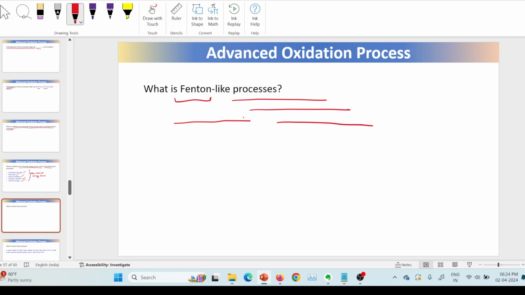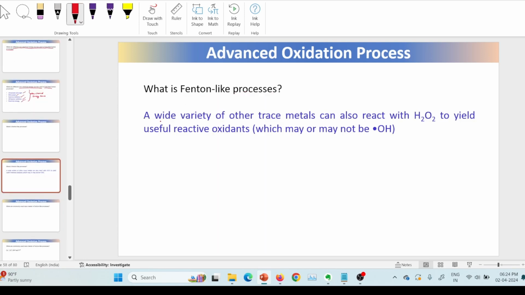What is Fenton-like process? Fenton process is different, and Fenton-like process means it will look like a Fenton process, but it will not be the Fenton process.